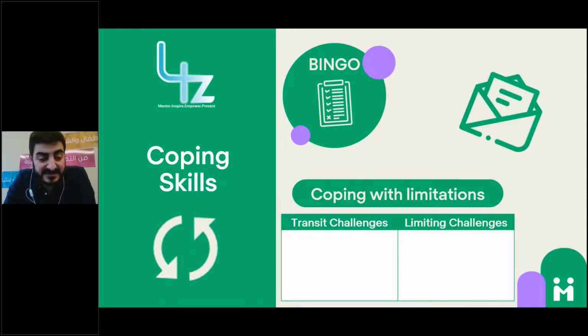We have as well the transit challenges and the limiting challenges, because we want to highlight for these participants that we will face challenges in our life. It is normal to face challenges in our life, and sometimes we may have challenges that will be with us for our whole life, and sometimes we'll have temporary challenges, and we have to cope with these limitations in a positive way.